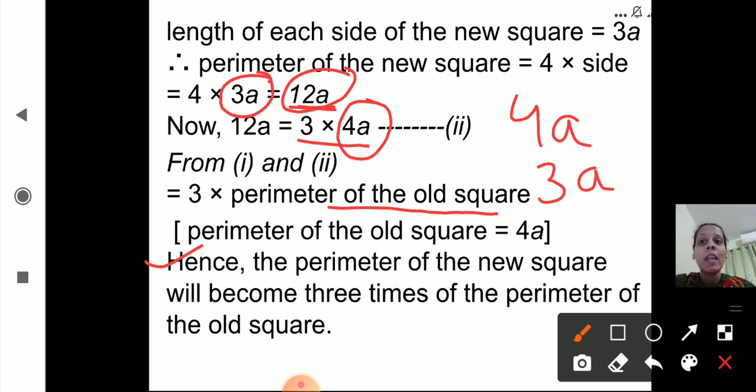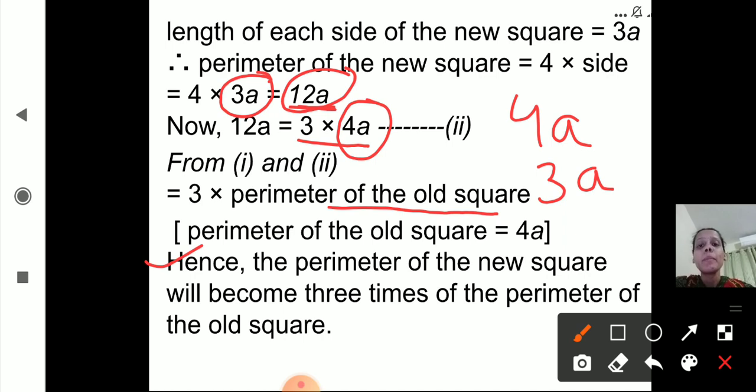Now 12a we can write as 3 multiplied by 4a, where 4a is what? 4a is the perimeter of the old square. Means the perimeter of the new square is equal to 3 multiplied by the perimeter of the old square, means it is 3 times. So from this we have proved that the perimeter of the new square will become 3 times the perimeter of the old square.